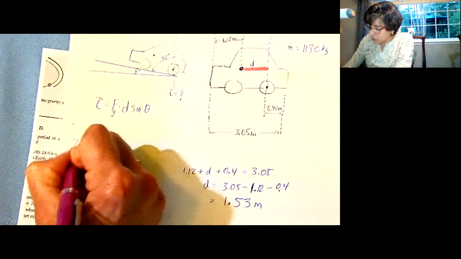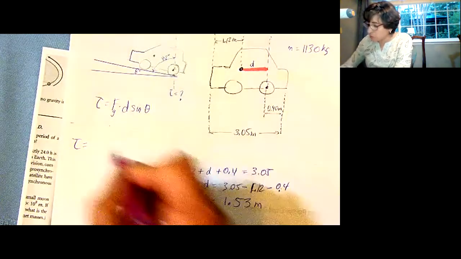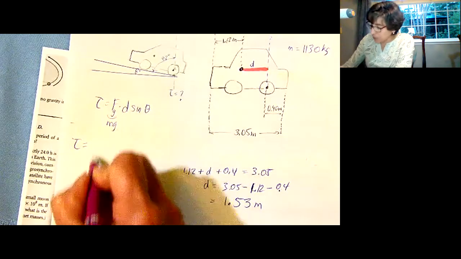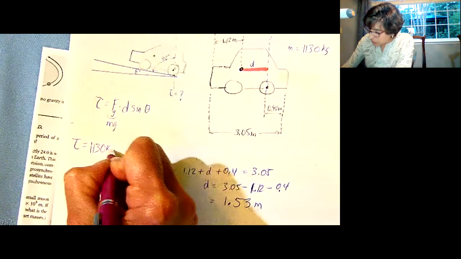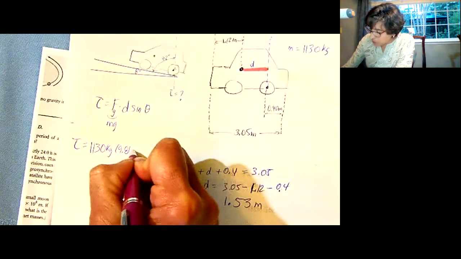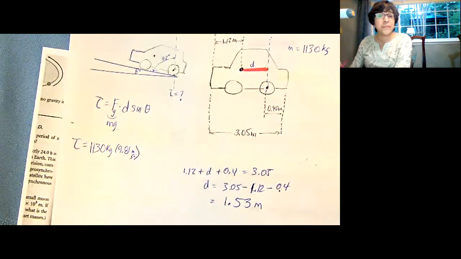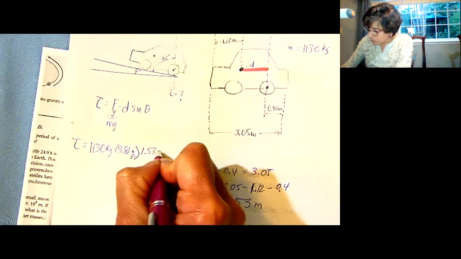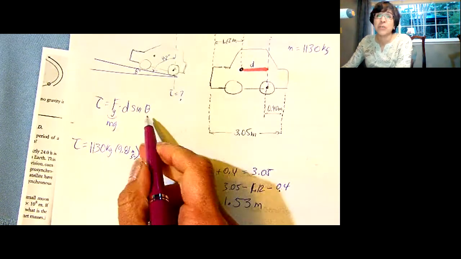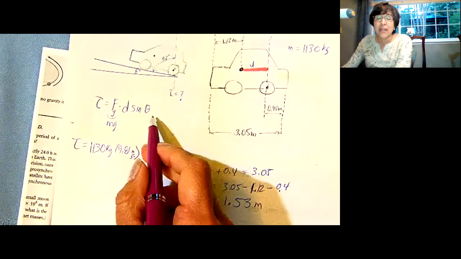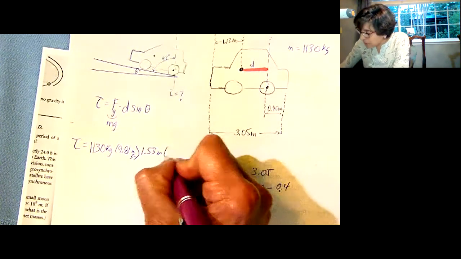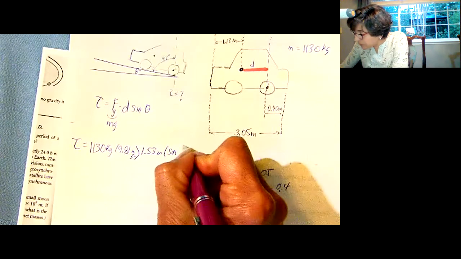So let me rewrite it over here. Tau, what's FG? It's mg. This part here is mg, and that was 1130 kilograms times 9.81 meters per second squared. That gives me my newtons. Here's my distance, 1.53 meters. Now I have newton meters, but I have to do the sine of the angle. Remember, the sine of the angle tells you that you just want the perpendicular distance from the force to the hinge point. Times the sine of 82.